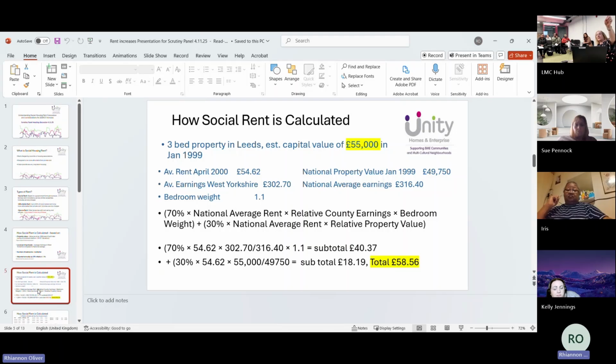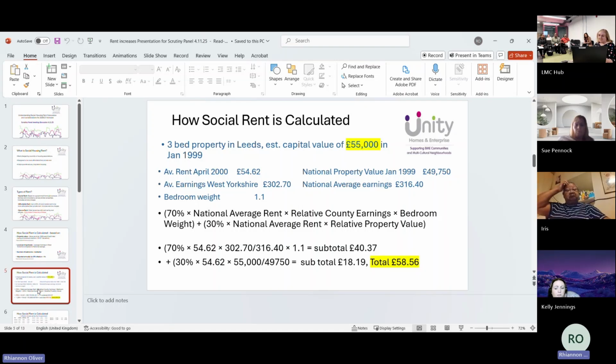So basically, I've then just set out for you at the bottom. You get 70% of it based on the earnings bit, and 30% based on the value. £58. So if we were looking at this property back in 2000, the rent would have been £58 a week. For a 3-bed property.